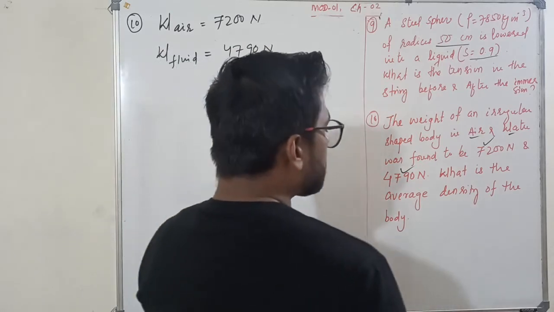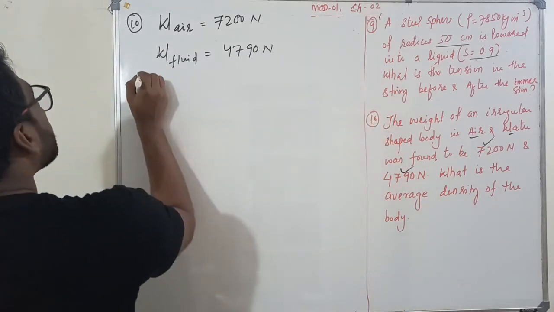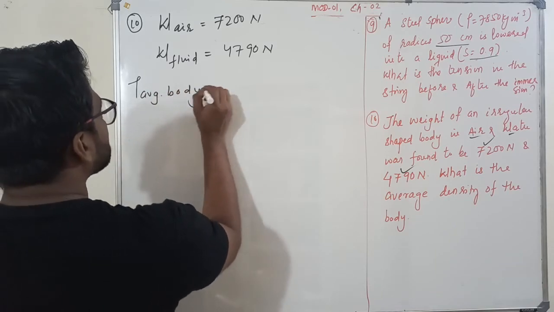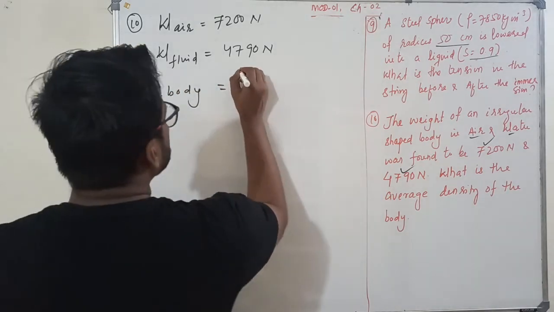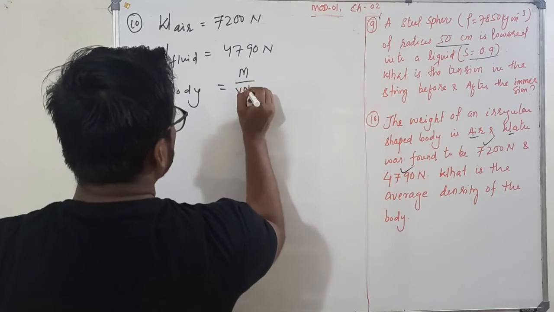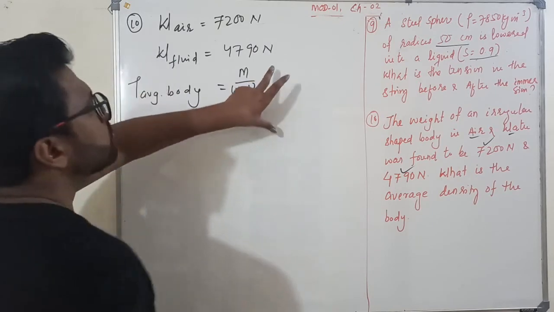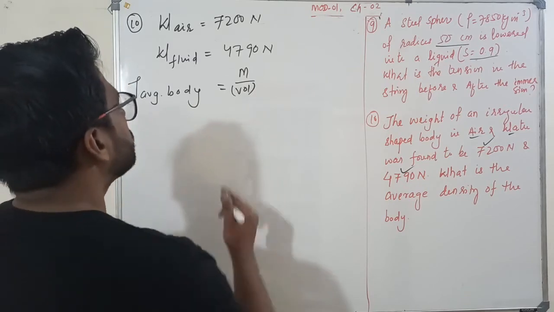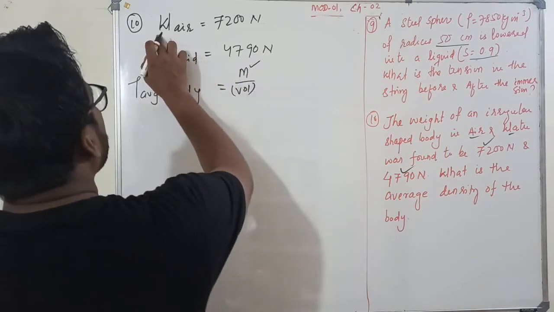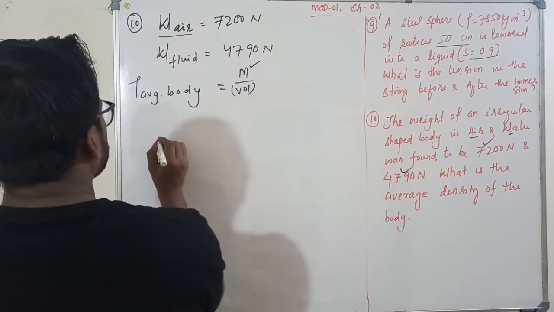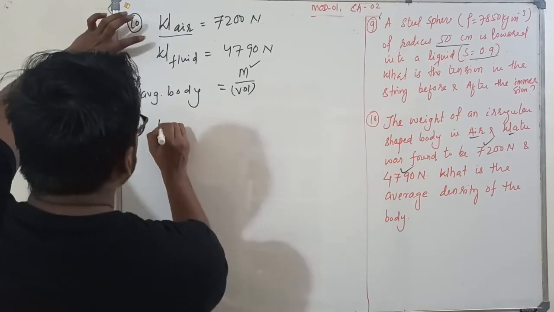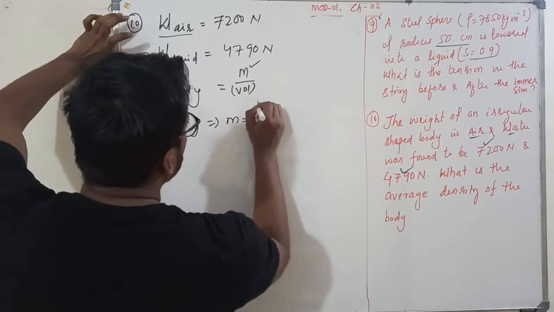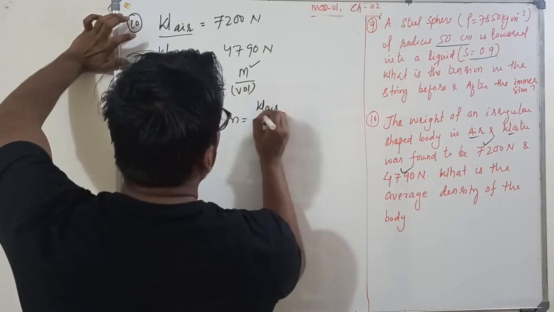What have they asked? Average density. They are asking what is the average density of the body. What is density? Density means mass per volume. Super. Do you know mass? No. Do you know volume? No. So we have to solve. How to calculate mass first? Weight in air only you have to take. Weight equal to m into g. So this implies mass equal to weight in air upon g.